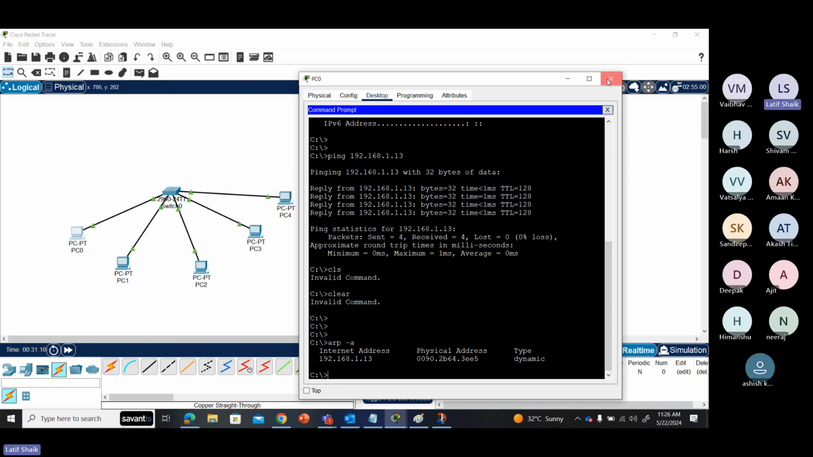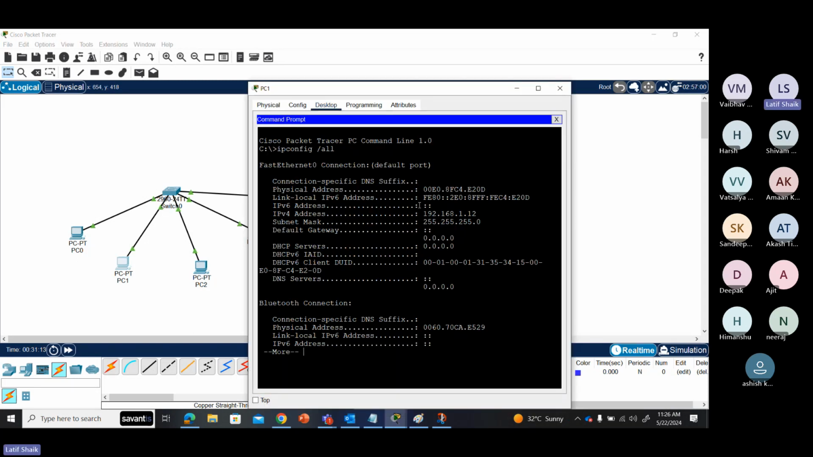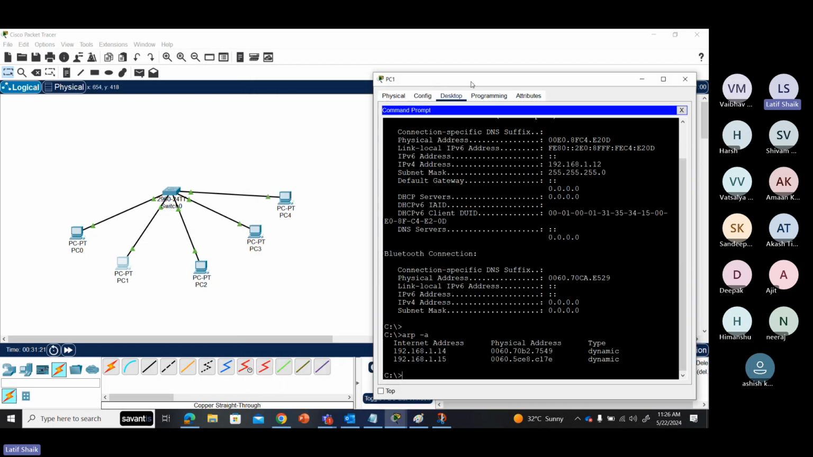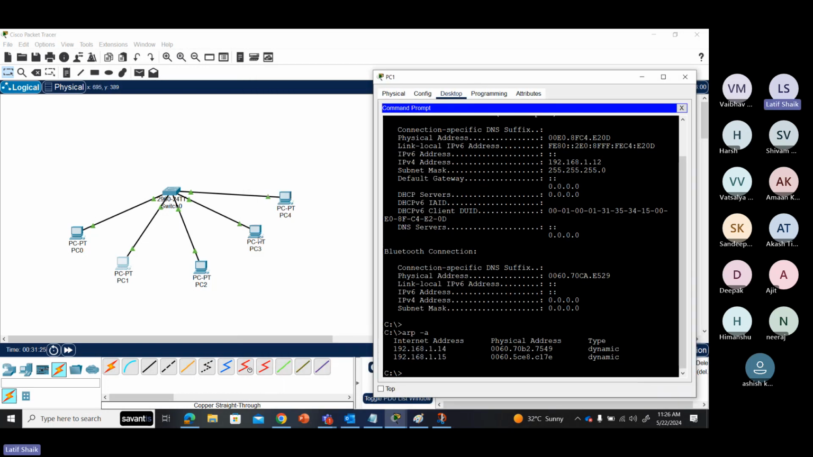So this is PC0. Okay. And this is PC1. So we'll see ARP -a. Two times it is communicated. One, it is communicated to PC3, 1.14, and also to 1.15. From those PCs, when it receives the ARP packets from PC3 and PC4, PC1 stores their IP address and MAC address. So the next time it communicates from PC1 to these devices, it uses this MAC address directly. That is Address Resolution Protocol. And this is the ARP table.